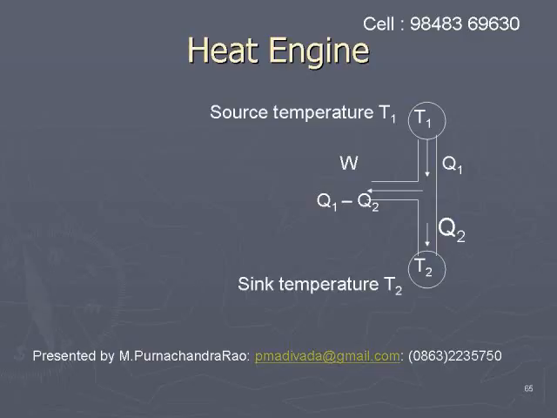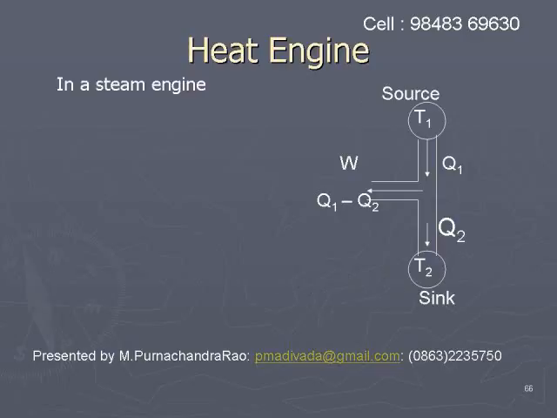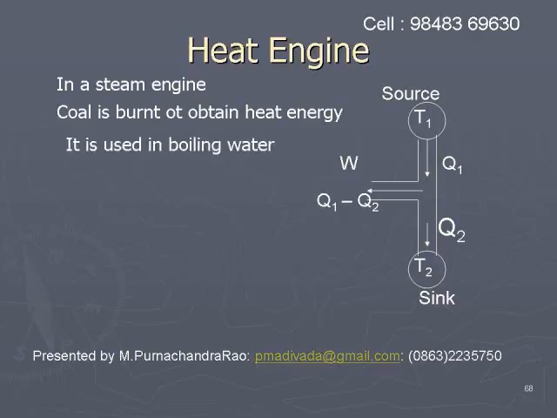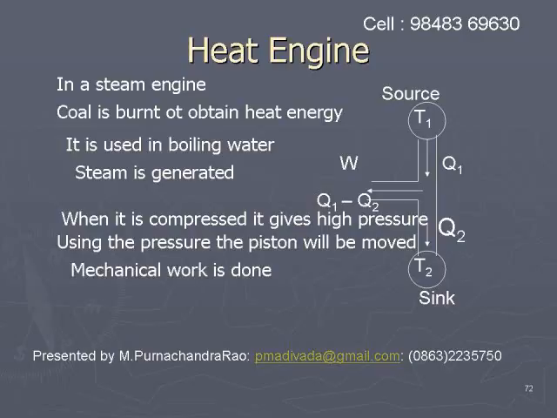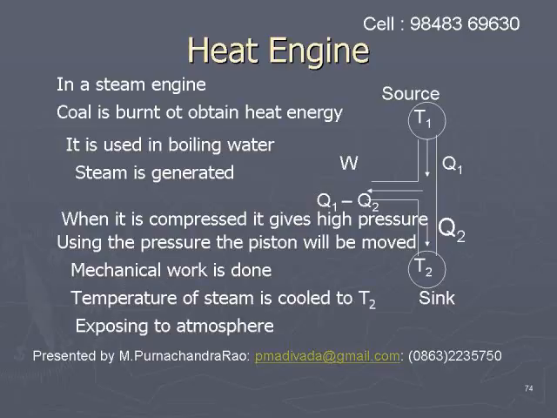To understand this, let us take the working of a steam engine where coal is burned to obtain heat energy and it is used in boiling water. Steam will be generated, and when this steam is compressed, it gives high pressure. Using this pressure, the piston will be moved and thereby mechanical work is done. Then the temperature of the steam will be cooled to T2 degrees centigrade by exposing it to the atmosphere. Like this, a heat engine works.